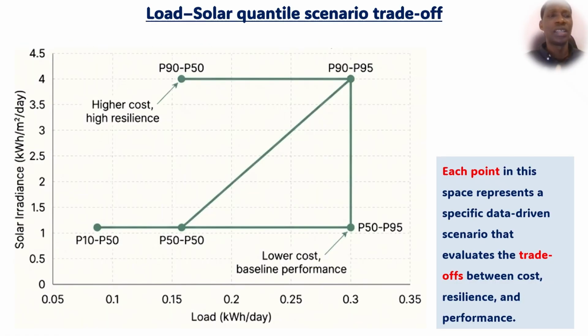Also, from the solar irradiance and the load profile, we can see a quantile scenario trade-off whereby each point in this space represents a specific data-driven scenario that evaluates the trade-off between cost, resilience, and performance. For example, fusing at P90 and P50 will give us a high cost and high resilience, and fusing at P50 and P95 will give us low cost and baseline performance.